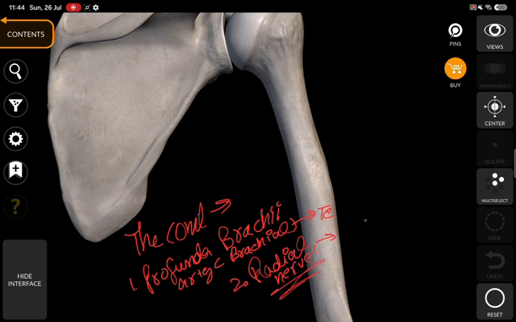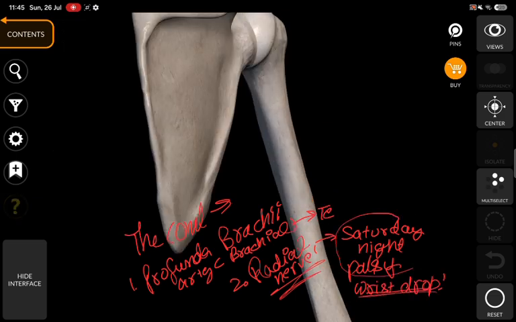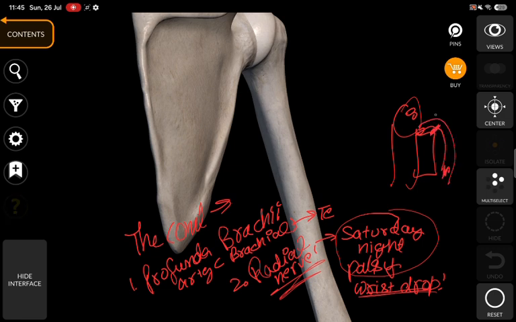Now the radial nerve lesion leads to Saturday night palsy and wrist drop. Saturday night palsy is like, on Saturday night you're partying, and then you come late at night and fall asleep on your chair with your arm hanging on the edge of the chair or something like that. I don't know how to explain it. It's like you're sleeping like this, and this is the chair and your hand is like this, so this compresses the nerve, right?